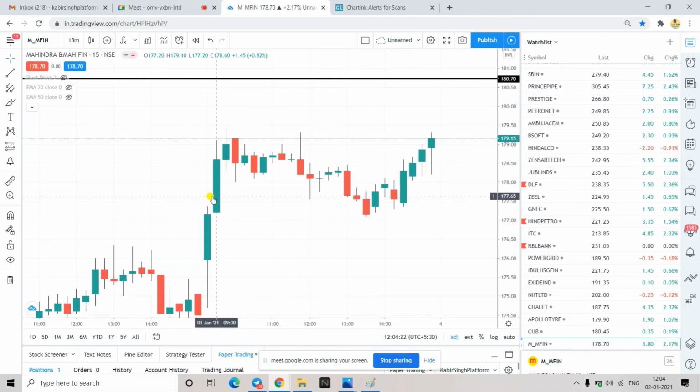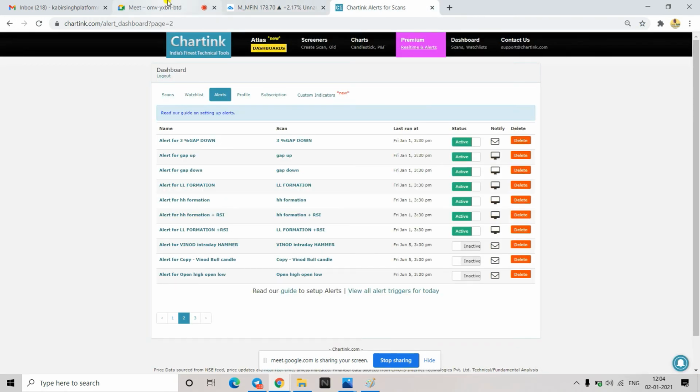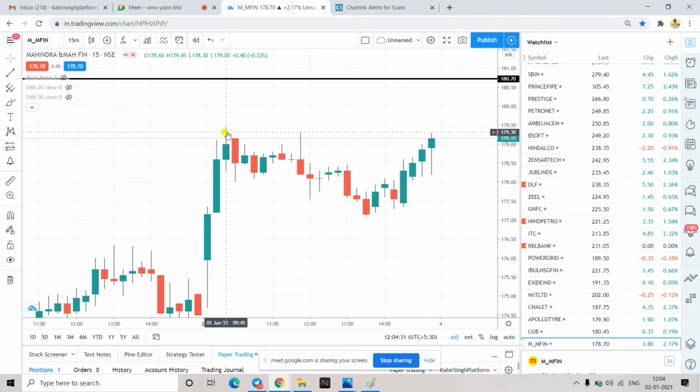So at what price did we get it? 179.1, right? Yes. So somewhere in this candle we have got it. So on the high of this candle you can enter the trade, keeping your stop loss somewhere here.